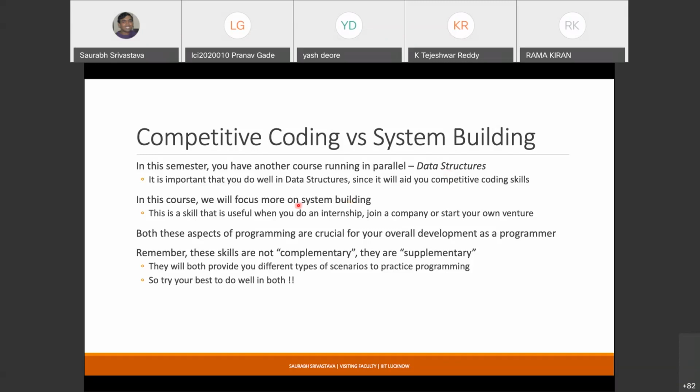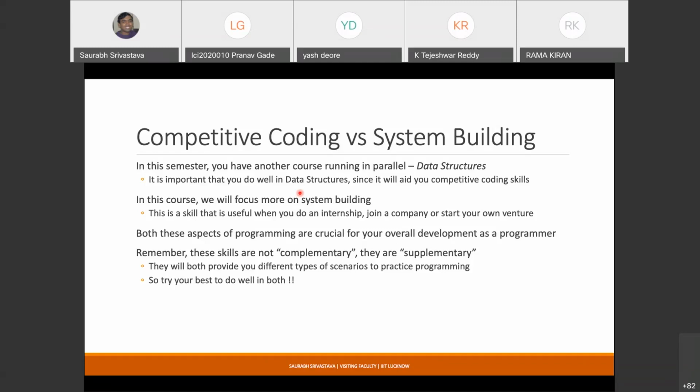This course is more about system building. Okay, now what do I really mean by system building? When you actually join a particular firm, either for internship or as an engineer, they are not going to give you a programming problem in the form of a question where you have test sets and you simply have to write code so that the test passes. You'll be given a problem from the perspective of building something. They'll ask you to build a system for them.